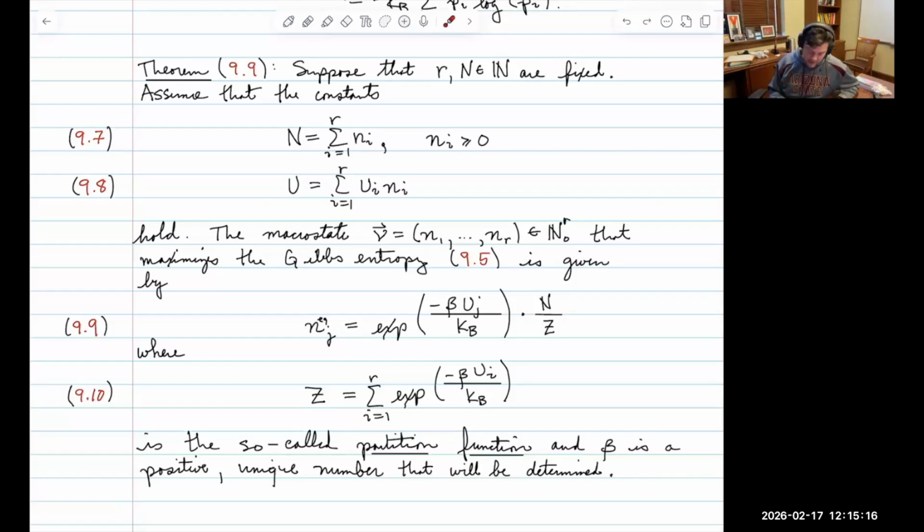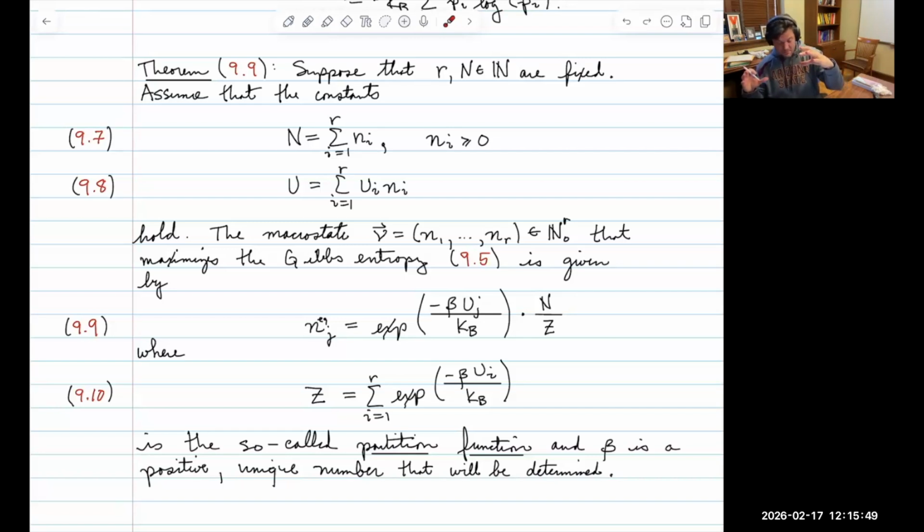Suppose that R and N are fixed, so the number of particles is fixed and the number of energy levels is fixed. Remember, the values of the energies, U1, U2, are always fixed and dictated by the system. We won't imagine those changing, but the number of particles could change. You could let more particles into the system or take a few out. The other thing you could control is the energy budget, so this is the total energy U. But we're going to assume for our system in a box, something I think that is reasonable, that the number of particles is fixed.